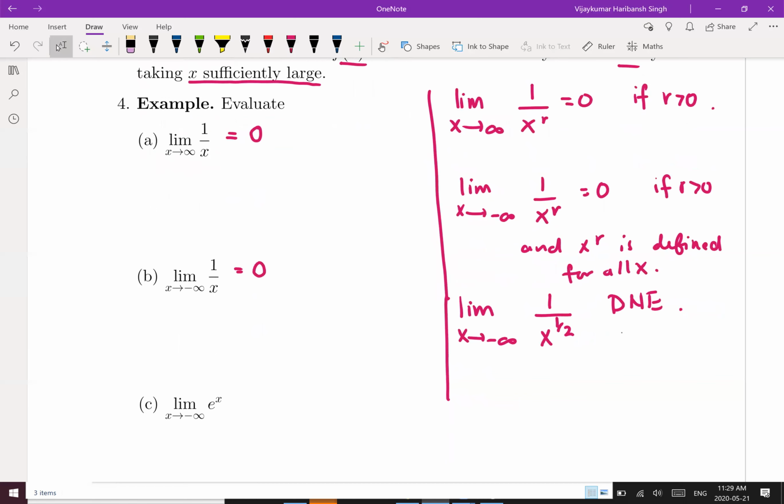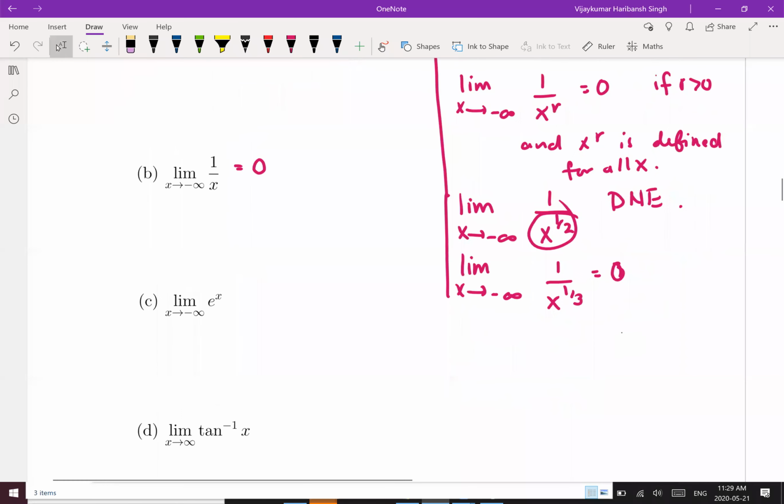However, if you have limit as x goes to minus infinity of 1 by x to the power 1 by 3, cube roots of negative numbers exist. And in that case, this will be 0. So that's why we have to add this extra thing. As x goes to minus infinity, 1 by x to the r is 0 if r is greater than 0 and x to the r is defined for all x. That means there's no problem like square root of x. Okay.